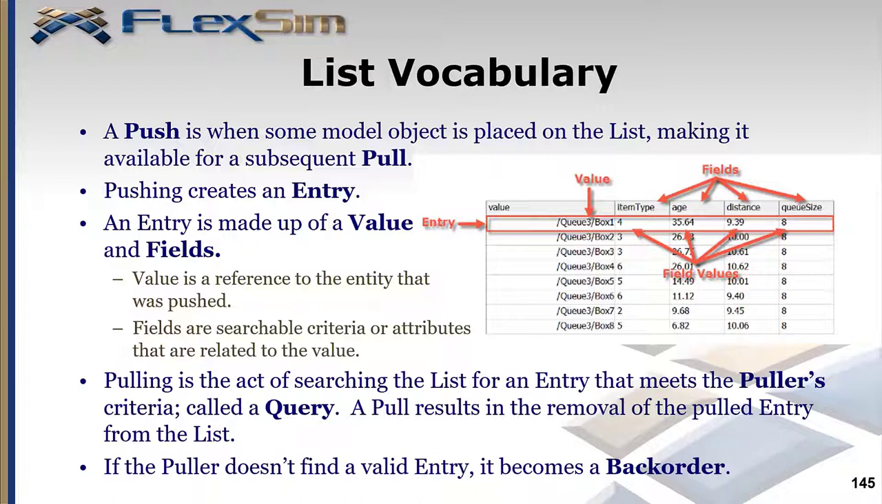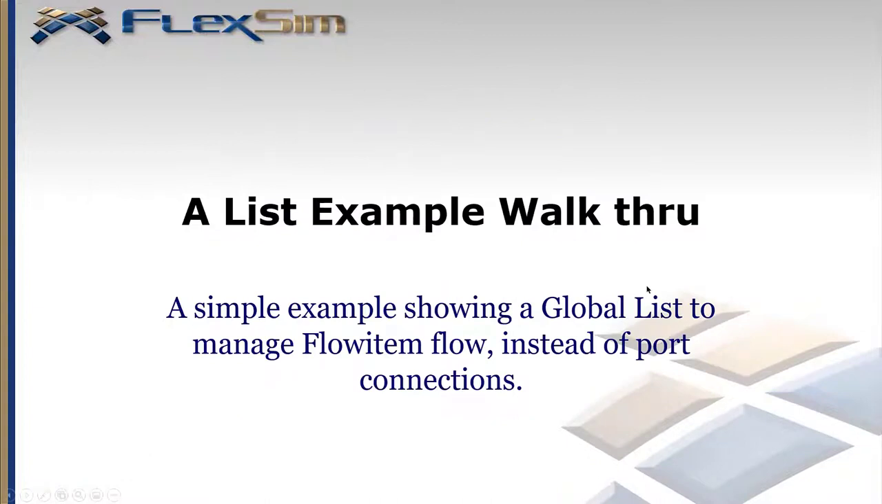All right, now that we've established the ground rules of using the list, let's actually take a look at an example of using a list to do something fairly simple, but it's a good visual example of the list behavior, where we will use what's called a global list as a means to manage flow item flow in place of port connections. Now, this is going to be a really simple example. And so rather than taking this as an example of something that you may actually end up doing in a model someday, it's more a demonstration of the concept of a list in a very visual, very simple way. So we don't have to construct a really complex model where a list is really helpful. We're just going to do this with something simple.